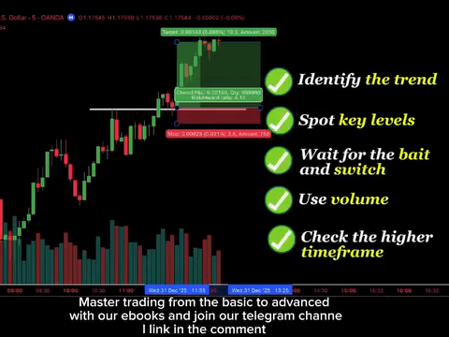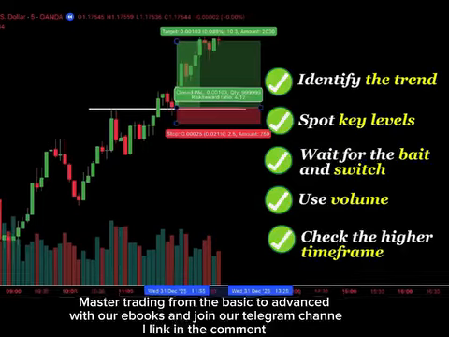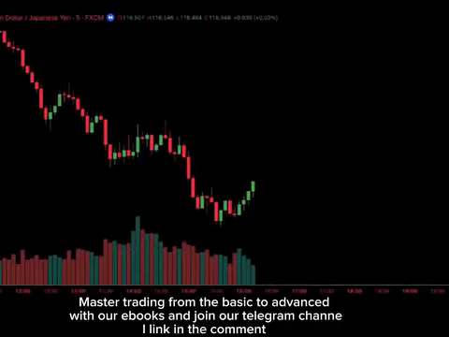And then you executed the trade. This strategy is simple, structured, and effective. But like any strategy, it requires practice to truly master. Now let's look at another chart example.